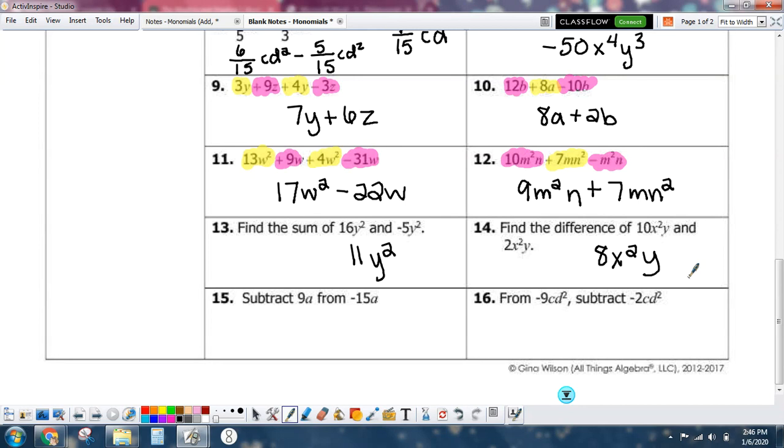So 15, go ahead and try that. Okay, so when it says subtract 9a from negative 15a, that means we're going to write negative 15a minus 9a. And when we do that operation, we get negative 24a.